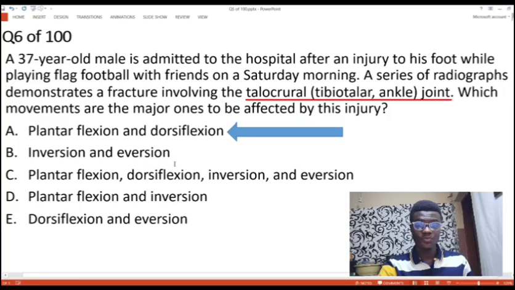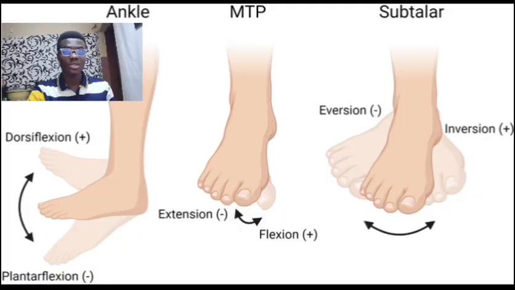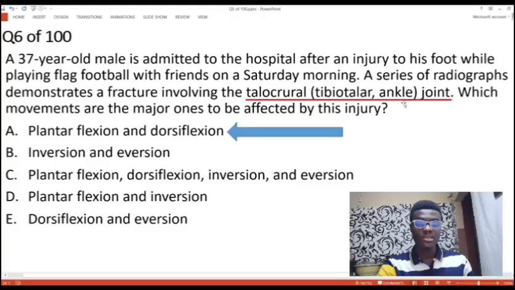Inversion and eversion, now option B. Inversion and eversion does not take place at the ankle joint. That is the inversion and eversion of the foot, definitely. So inversion and eversion takes place majorly at the subtalar joint, and that's the joint between the talus and the calcaneus. All right, it takes place at three joints actually: the subtalar joint, the talocalcaneonavicular joint, and the mid-tarsal joint. But it's primarily at the subtalar joint, which is not what was factored in this question.